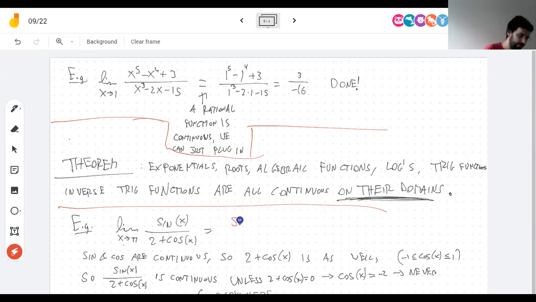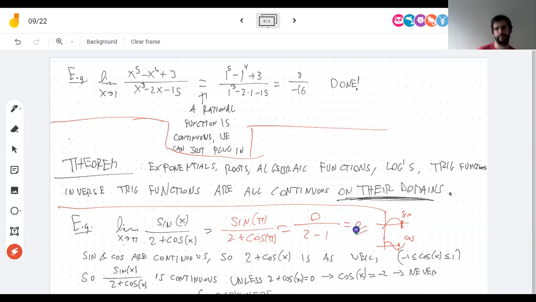I do sine of pi divided by 2 plus cosine pi. Pi is half a wave, so this is sine, this is cosine. Sine of pi is 0, cosine of pi is negative 1. So this limit is 0. That's it.